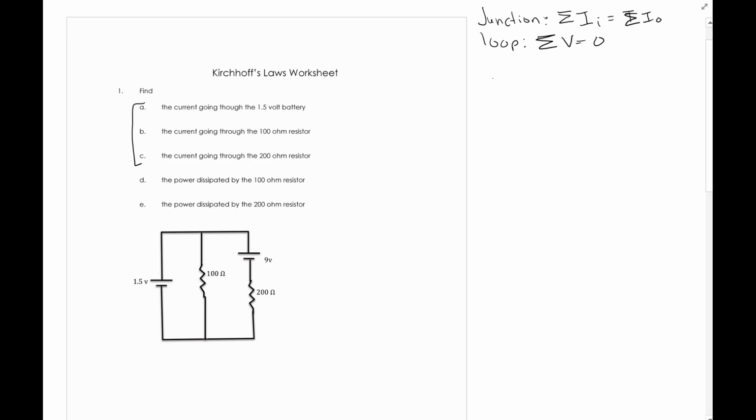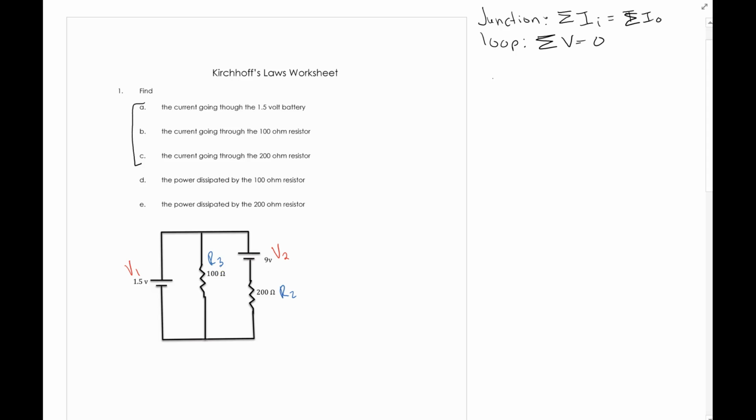So let's start first by labeling some pieces that we have. I'm going to call this my V1. I'm going to call this V2. I am then going to label this R2, and this is going to be R3. You might be wondering why I'm doing these particular numbers.